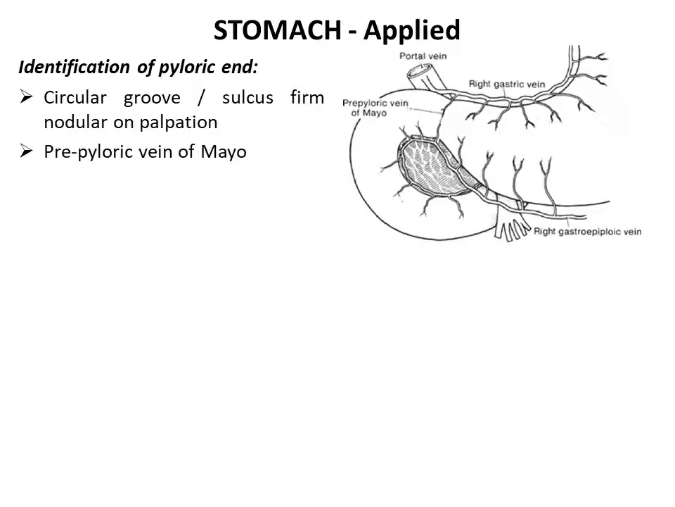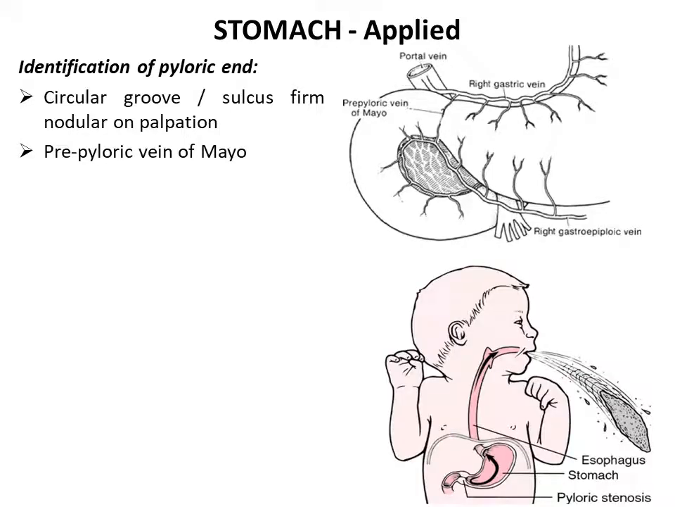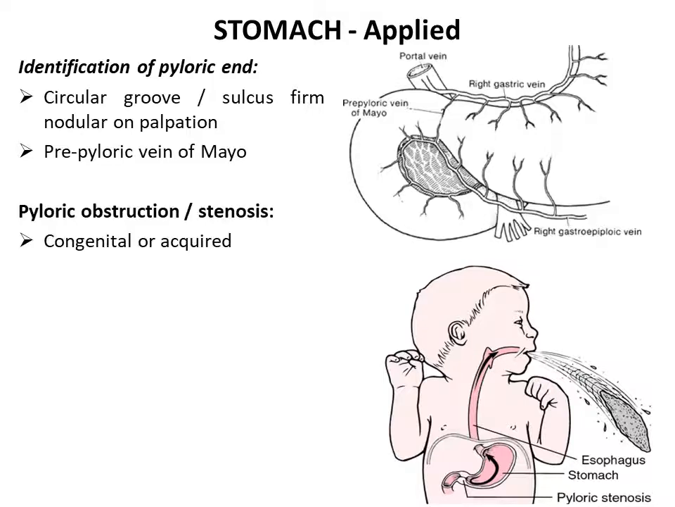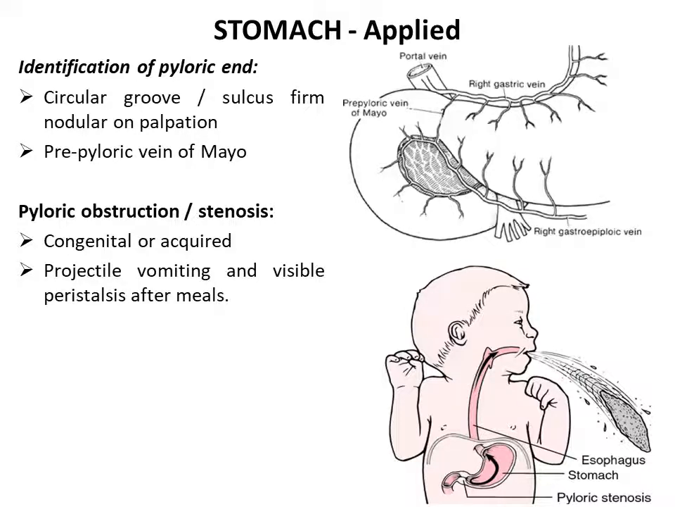A small vein called the prepyloric vein of Mayo is present on the anterior surface of the pyloric end. This is a surgeon's guide to the pylorus during surgeries. Sometimes an abnormal thickening of the pyloric sphincter may cause a condition called pyloric obstruction or pyloric stenosis. This may be congenital or acquired. It is characterized by projectile vomiting, and during or after meals, peristalsis may be visible in the epigastric region.